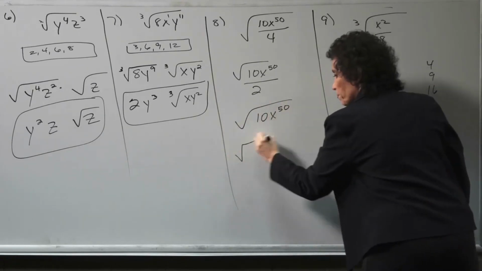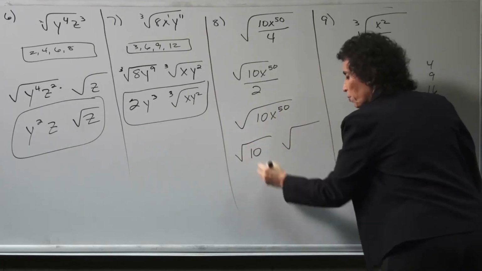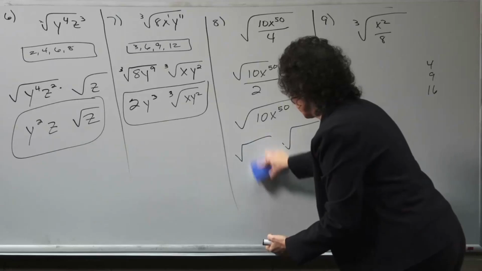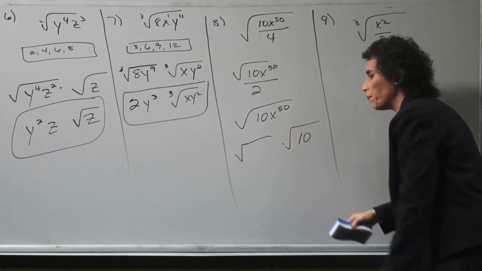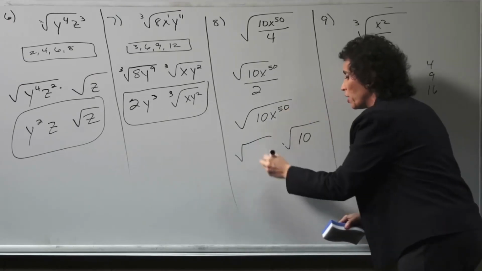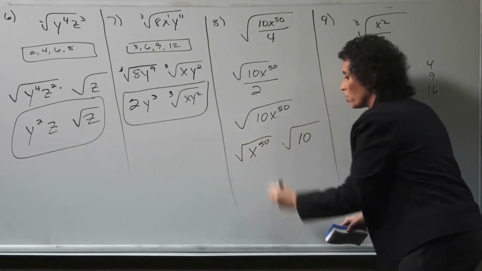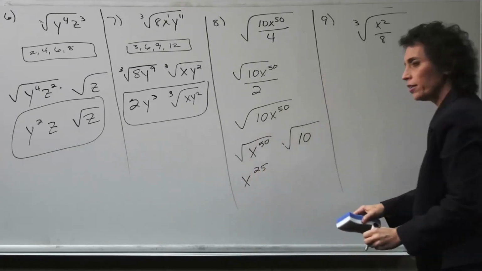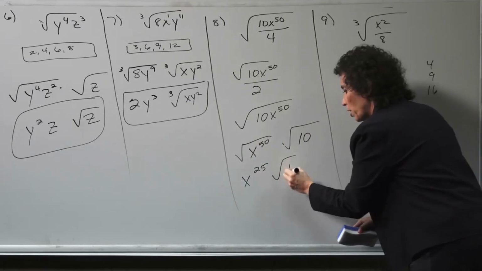Here we go. 10 cannot be broken up, so where should it be? Come on, keep me honest. It should be here. Cannot be broken up. X to the 50th is divisible by 2, that 50, so it is a perfect square. So that is x to the 25th, right? Because we divided by 2, square root of 10.